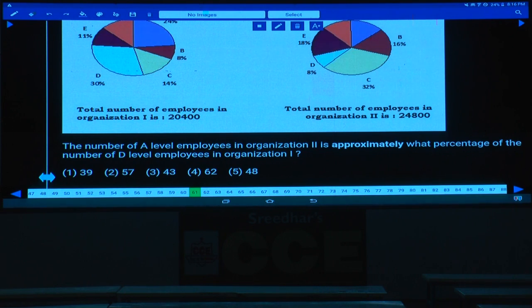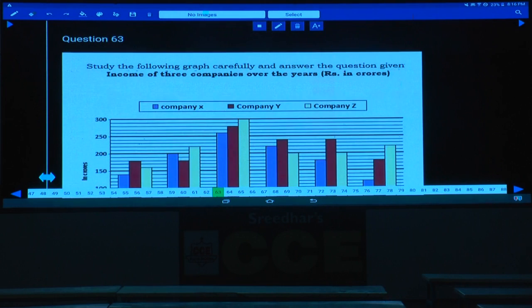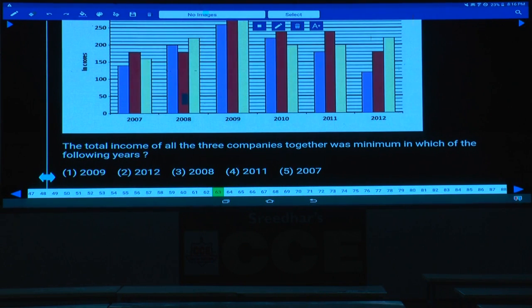A number of A-level employees in organization 2 is approximately what percent of number of D-level of employees in organization? Percentage increase, decrease, these are there. Now, this one? For these type of questions, it's better to write the table first. Write the table first and then start. Okay? Right. Can I skip this? Anybody, any particular question? Sure?